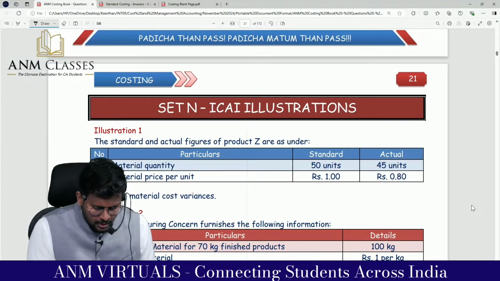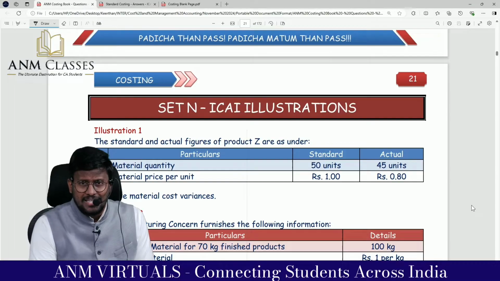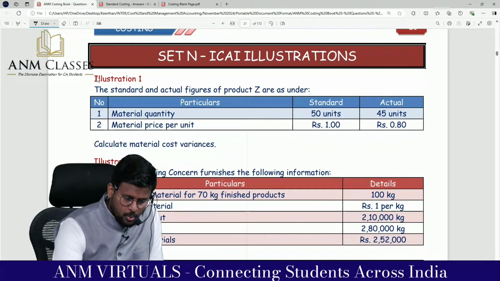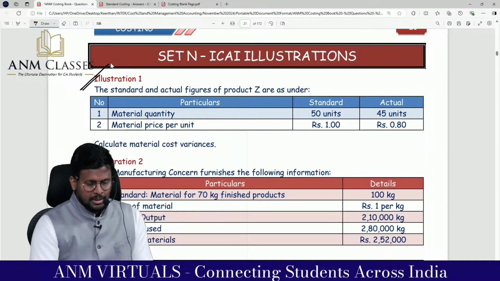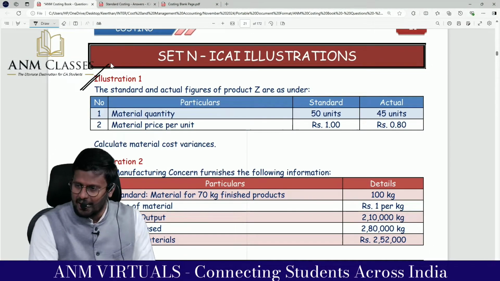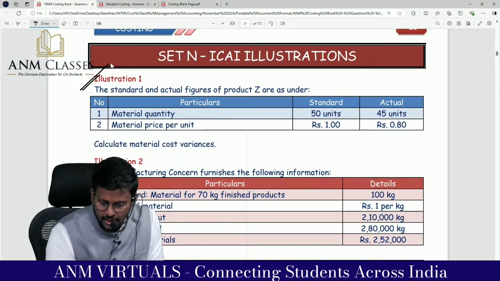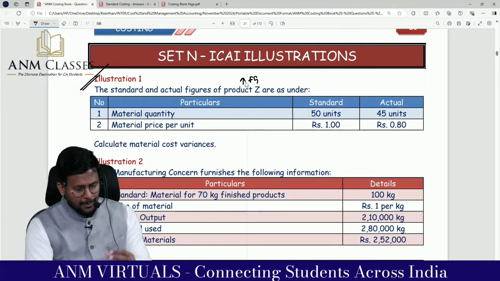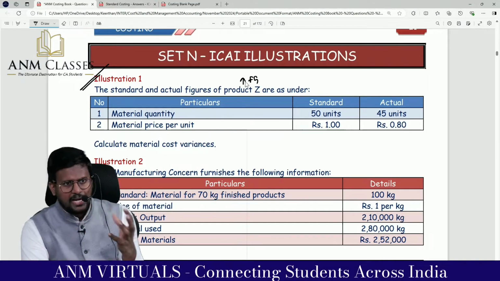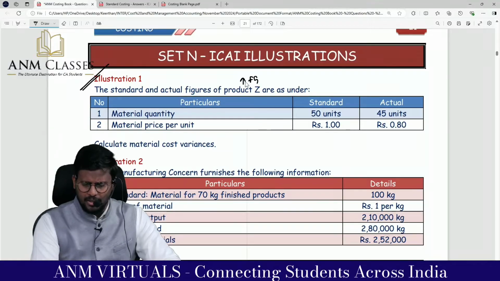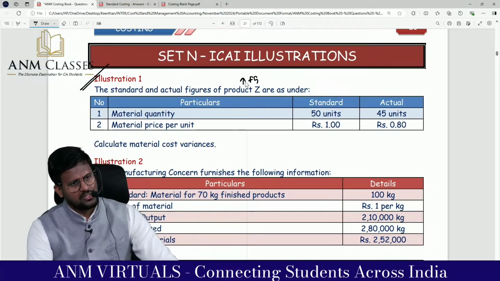Happy morning, sir. So we are doing the ICAI illustrations of standard costing. In that, illustration number 1 is the target. The standard and actual figures of product Z are as under. Product Z தயாரிக்க போறீங்க. Product Z is a finished goods. அப்ப அதோட ஸ்டாண்டர்டும் ஆக்சுவலும் கொடுத்திருக்காங்க. Correct? Material quantity standard 50 units.